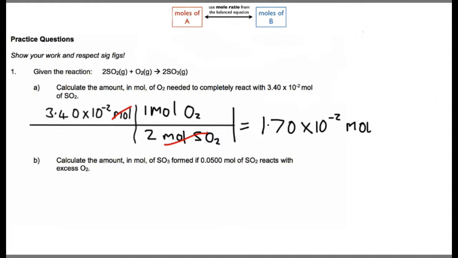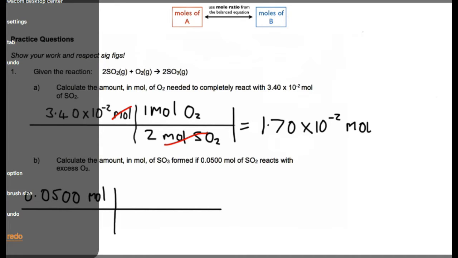Cancel out the sulfur dioxide, and we'll get 1.7 times 10 to the minus 2 moles of oxygen is needed. And you can see straight away, if you're any good at maths, that 1.7 is half of 3.4, so it's going to be right. And the ratio is 2 to 1. Just have a quick check of your sig figs. We've got 3 in the question, so we've got 3 in the answer.